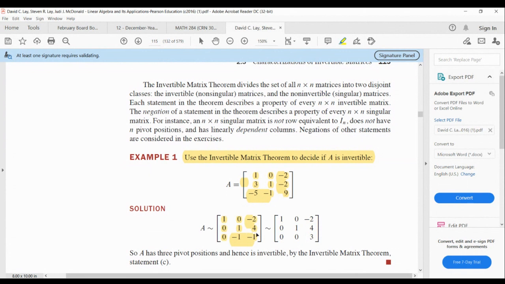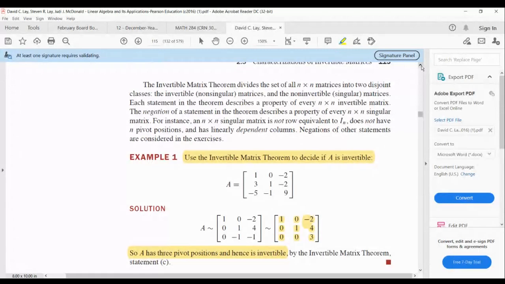And then going from this matrix to this row equivalent matrix, they took 1 times the second row plus the third row, and put the result in the third row. And that's how they got to the echelon form that you see here. But now A has 3 pivot positions, and therefore it's invertible by the invertible matrix theorem. Okay.